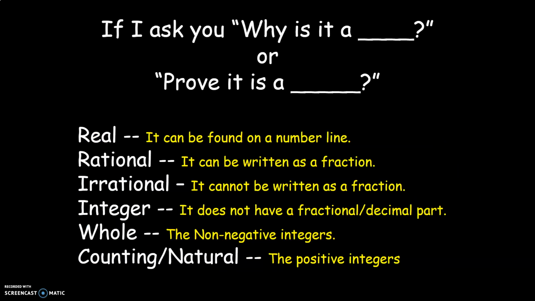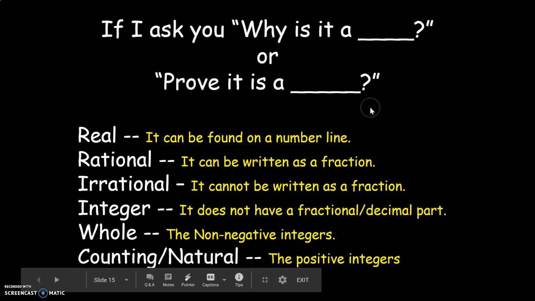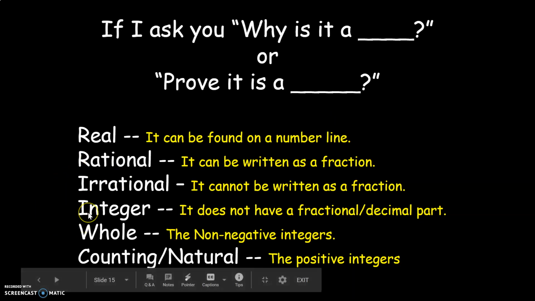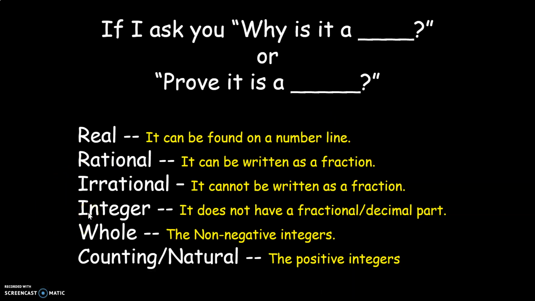The last thing I want to mention to you before I leave is if I ask you why is it a blank or prove it is a blank, this is what you would want to know. So a real number is any number that can be found on a number line. So any number like fractions, positive, negative, even random numbers, any number that can be found on a number line. Like I said, everything is a real number this year. Rational numbers are numbers that can be written as fractions, and irrational numbers are numbers that cannot be written as fractions.